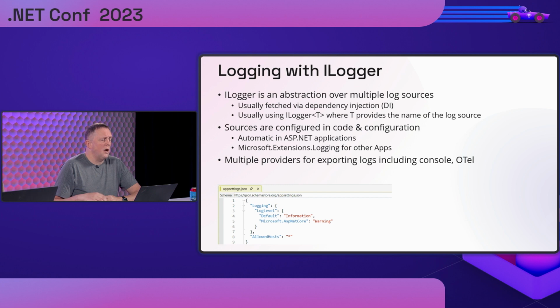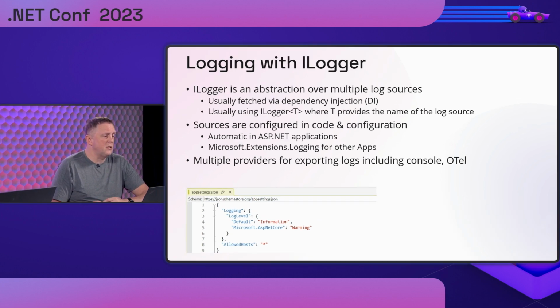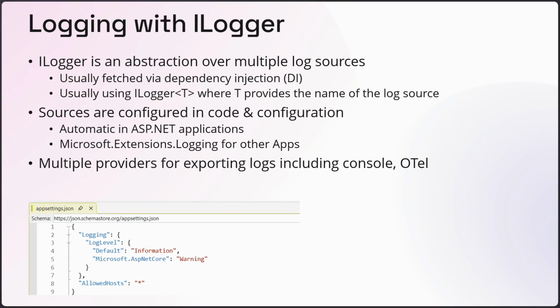So Noah showed metrics. What if you want to delve into more details? The way you would typically do that is with logging. And logging in .NET is exposed through a concept called ILogger. This was initially introduced by ASP.NET, but is now available in Microsoft.Extensions.Logging for all applications. ILogger is DI-based, dependency injection, and has a source and provider model. It's a bit of a confusing nomenclature.